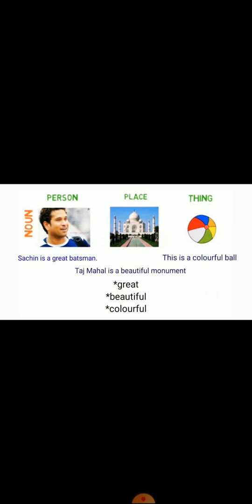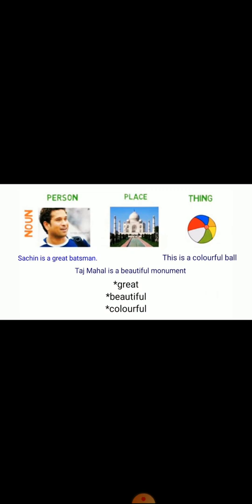So, here the word great in the first sentence is telling more about the noun Sachin. The word great is describing the noun Sachin. Right? So let's see the next example. Taj Mahal is a beautiful monument. The word beautiful is describing the noun Taj Mahal. It is telling more information about Taj Mahal. Again, this is a colorful ball. So the word colorful is giving us more information about the noun ball.